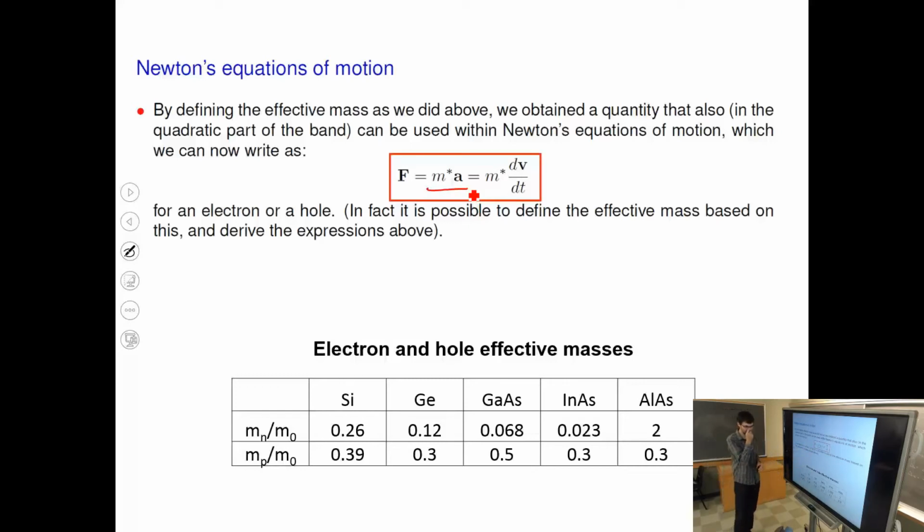Now here are some examples of what you can measure or calculate for different semiconductors. You can see that the effective masses deviate quite a bit from the free electron mass. So m0 is the free electron mass.